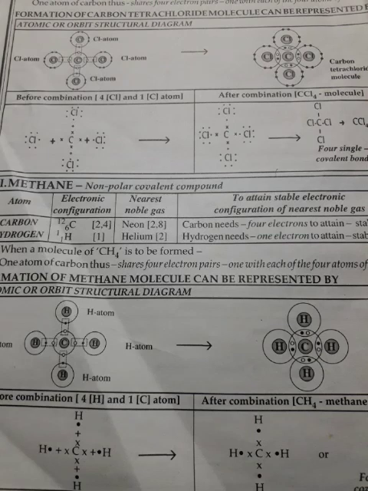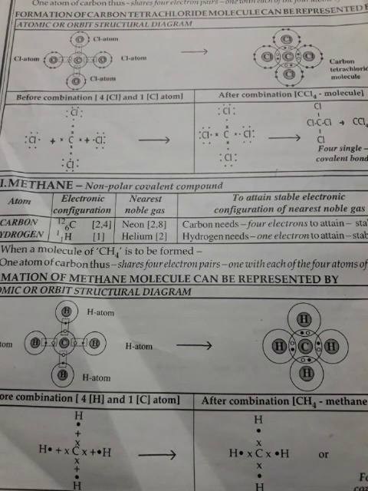What is the electronic configuration of carbon? 2, 4, and that of chlorine is 2, 8, 7. It means carbon needs 4 electrons and chlorine needs 1 electron to obtain a stable electronic configuration. Carbon can obtain an octet by sharing all its 4 electrons, one with each of the 4 chlorine atoms. On account of this, 4 carbon-chlorine single covalent bonds are formed.